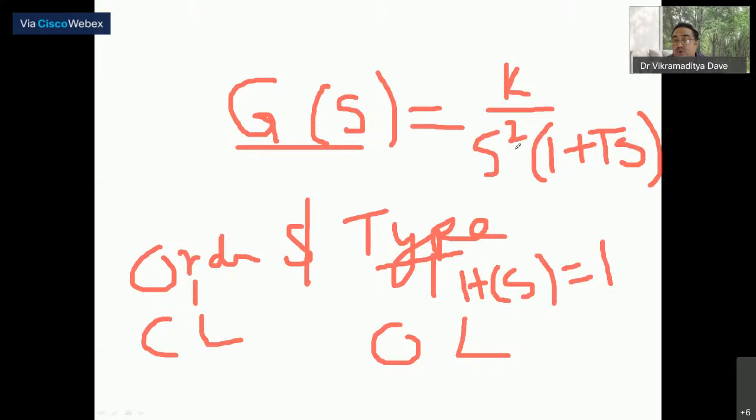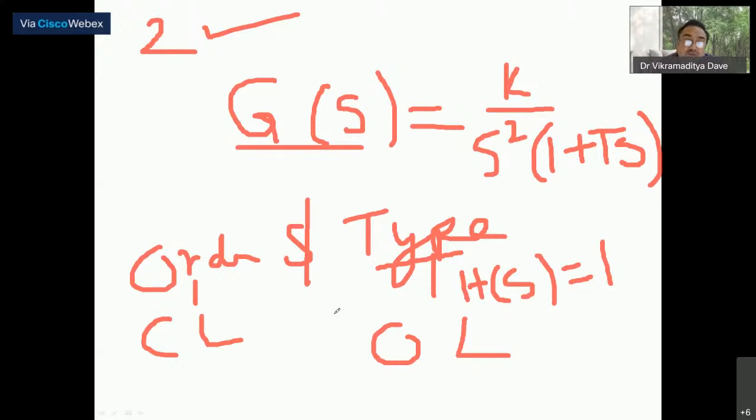Now you know that to find out the type, we find out how many poles are lying at the origin. So you can see 2 poles are lying at the origin. So it is very clear that type is 2. Now you have to find out the order.